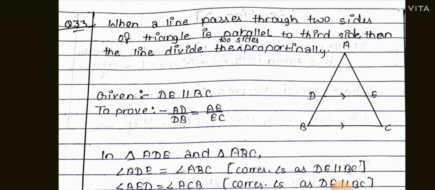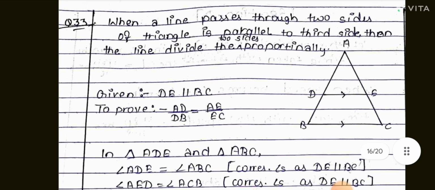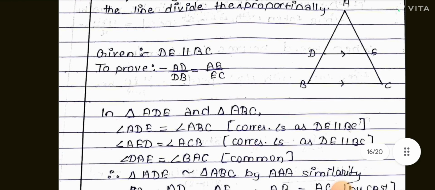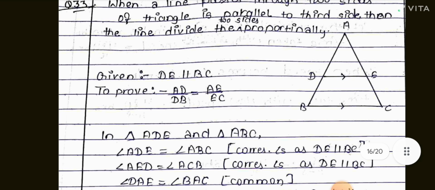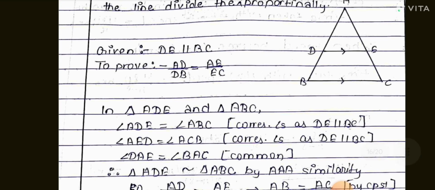Now question 33. The question needs us to prove the BPT theorem, and the statement of the BPT theorem is: if we take a line DE which is parallel to the third side BC, then DE also divides AB and AC in the same proportion, in the same ratio. You need to prove AD by DB equal to AE by EC. Two methods are given to prove it. Here we have taken the similarity method.